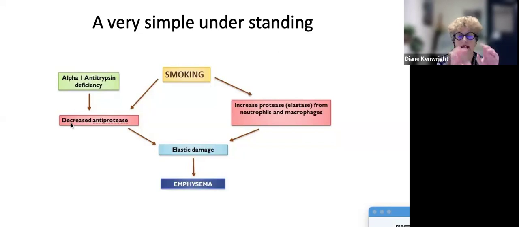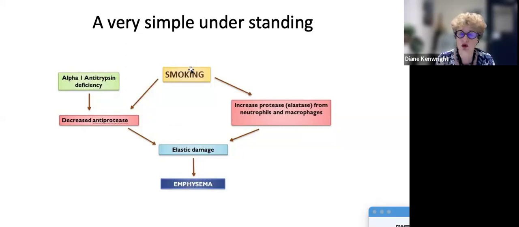Trypsin normally kind of eats the elastin in the lungs, so this antitrypsin will stop the lungs self-damaging through inflammation. So alpha-1 antitrypsin is the brake on trypsin, and therefore it's the brake on lung degradation. So if it's absent, you get elastic tissue damage, and therefore emphysema.